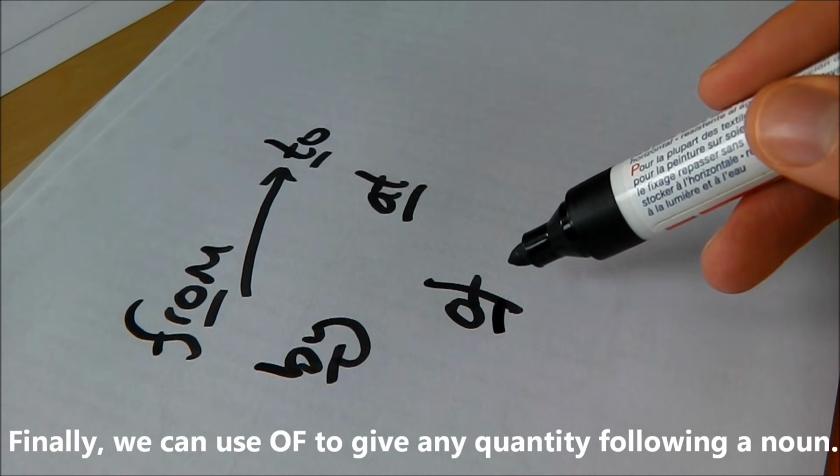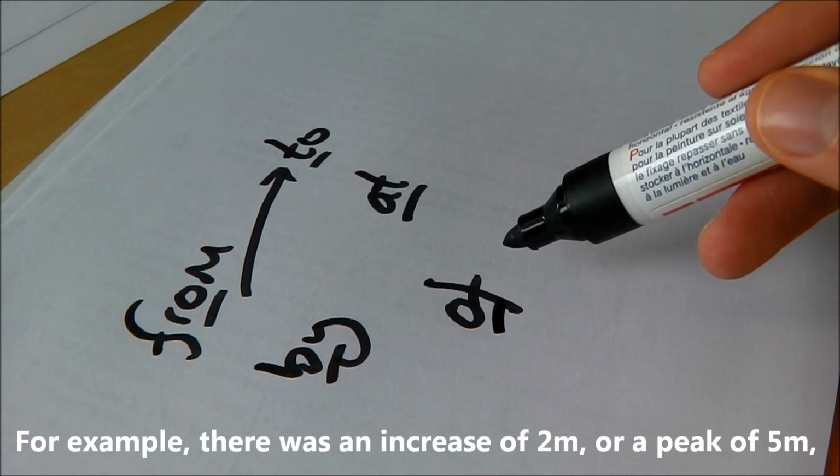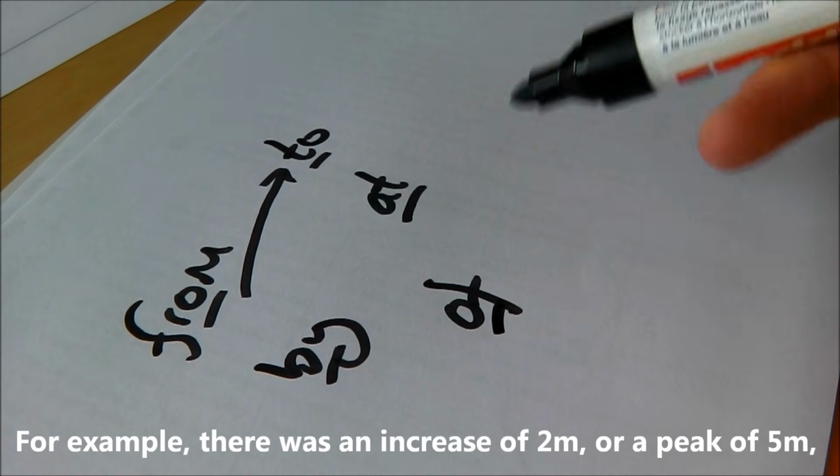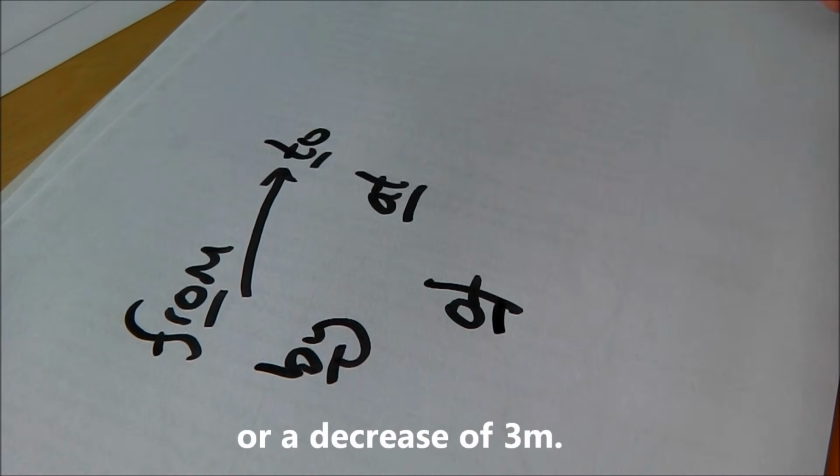Finally, we can use of to give any quantity following a noun. For example, there was an increase of 2 million. There was a peak of 5 million. There was a decrease of 3 million.